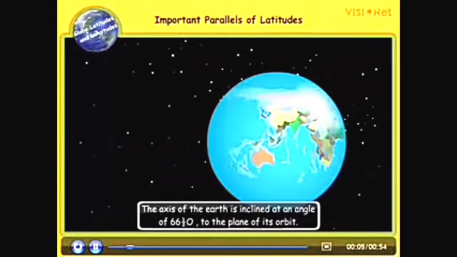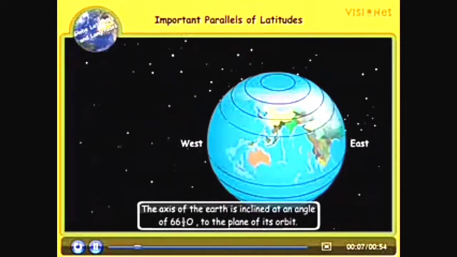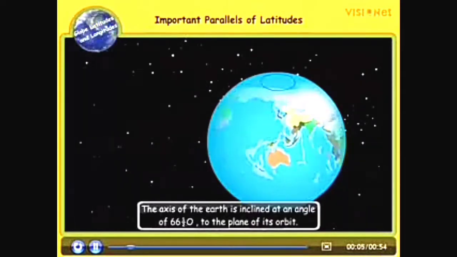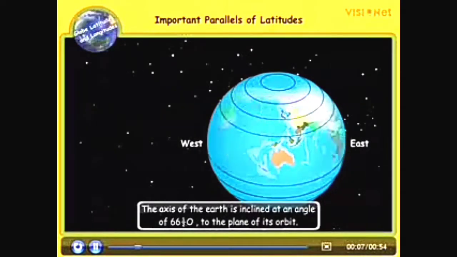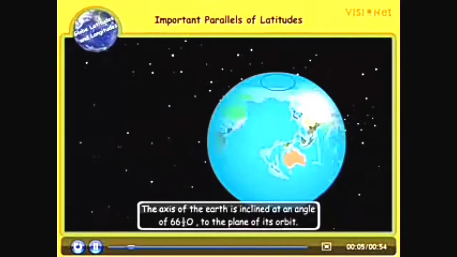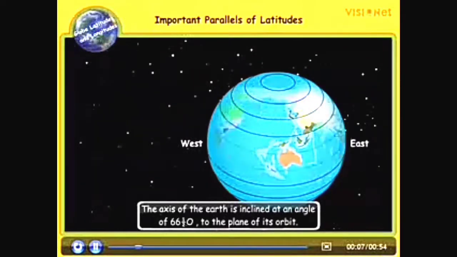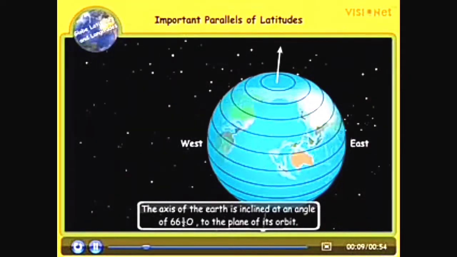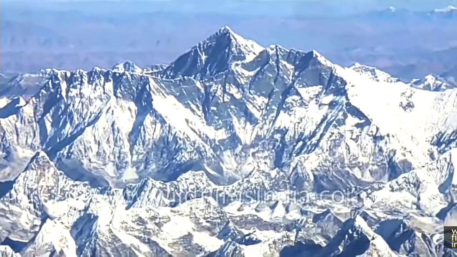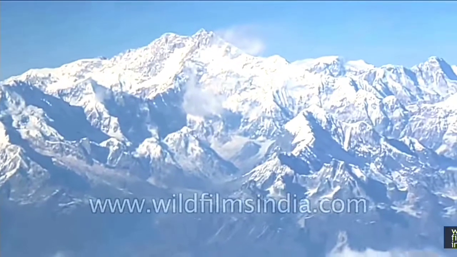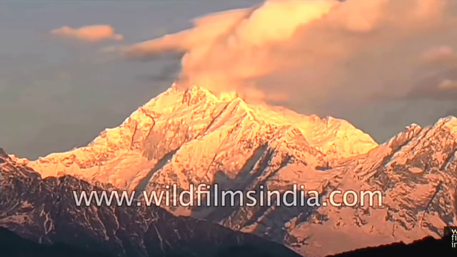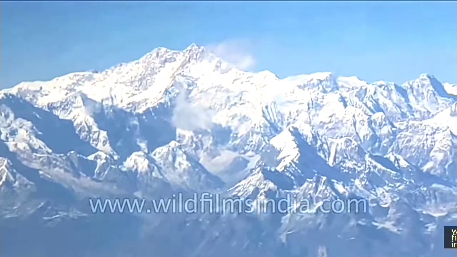There are six major controls of the climate of any place. The first climatic control is the latitude. Air temperature generally decreases from the equator towards the poles. Altitude is the second climatic control. As one goes to higher altitude, the atmosphere becomes less dense and temperature decreases.